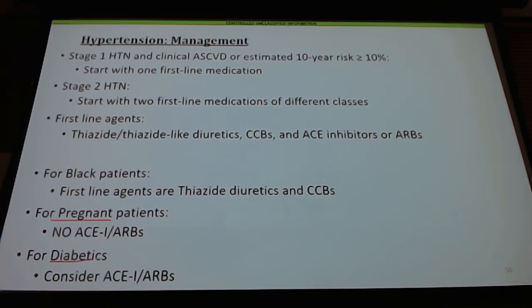For our diabetics, because of the renal protective advantages of ACEs and ARBs, consider having your patient on an ACE or an ARB in order to manage their blood pressure, because you're getting not only the blood pressure control, but you're also getting that renal protection that unfortunately our diabetics often suffer from.